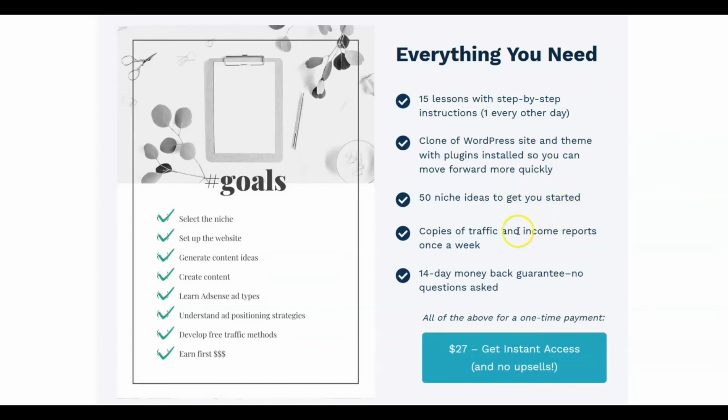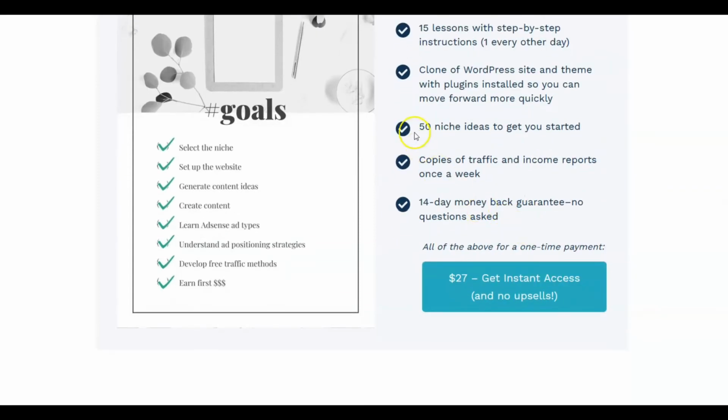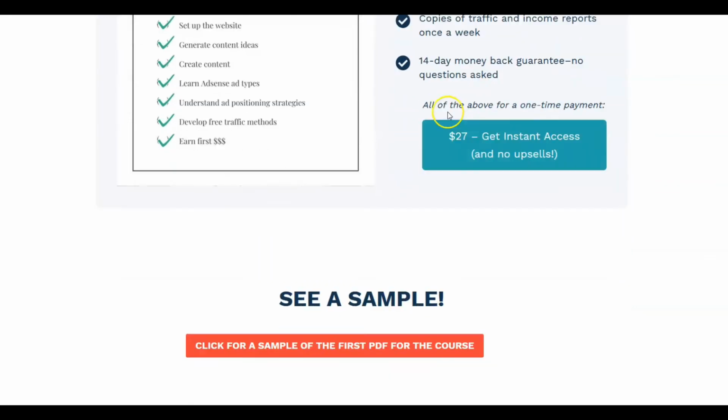She's also going to provide 50 niche ideas to help you get started, because she knows, having been in courses with her before, the niche is usually the basis of success or failure. What you're picking to write on is going to be very, very important to you. And then reports, and of course, she always provides a 14-day money-back guarantee.